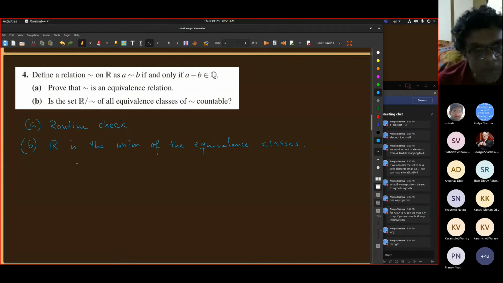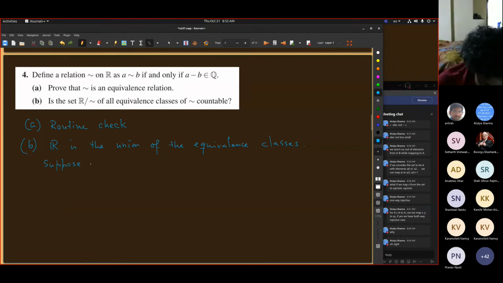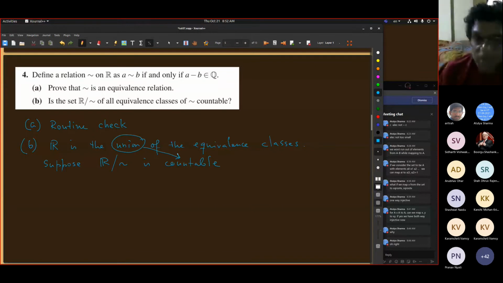So if the number of equivalence classes is countable, R is a countable union of certain sets. Okay. So suppose R by tilde is countable. Then this union is a countable union. And therefore, if each equivalence class is countable, R is a countable union of countable sets and is countable, which is a contradiction. So the question is, is each equivalence class countable?